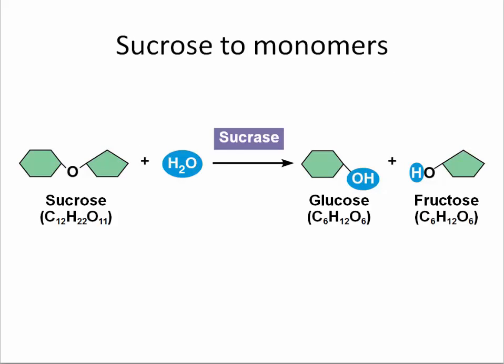I have a picture of it. Here is a sucrose molecule. Notice the little O being held by the two monomers of sugar. You add some water to it, you add an enzyme, sucrase, and all of a sudden they break down into two monomers, glucose and fructose. And this is what they originally came from.